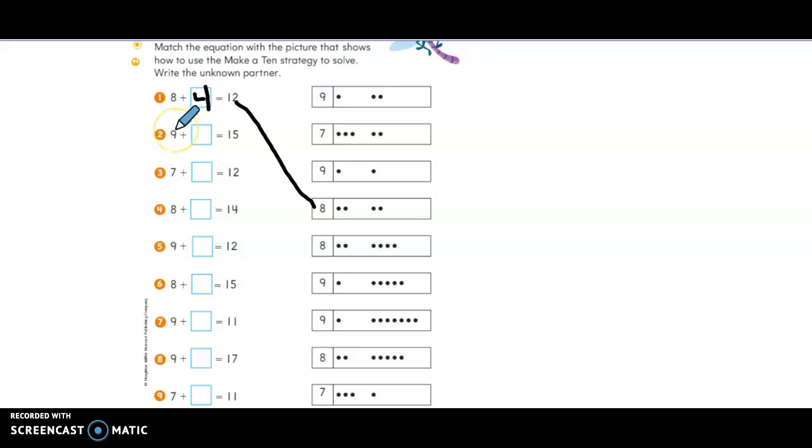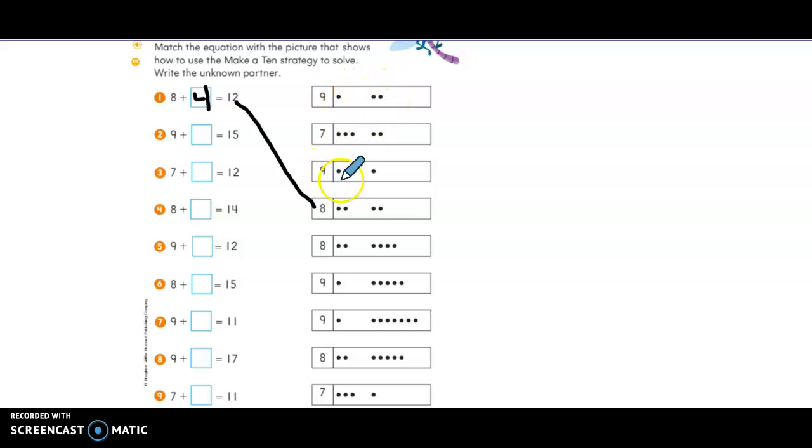Okay, so first we got to find the ones that have 9. Here's one, here's one, here's one, and here's one. So we're just going to test them out, okay? We have to make 15. So this 9 and this one would be a 10. So 10, 11, 12. Nope, that's not it.